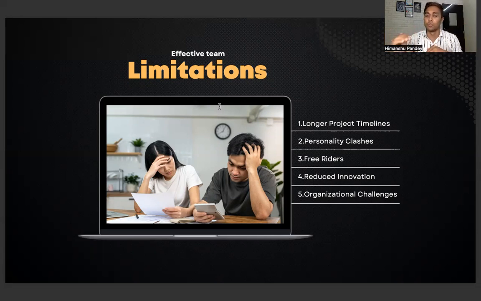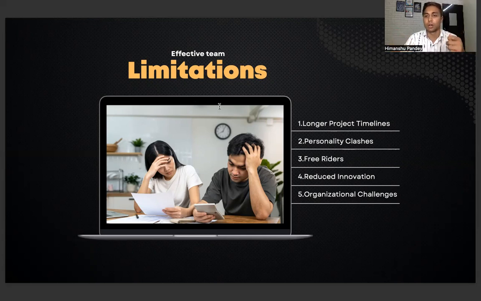The fourth one is reduced innovation. If you are an entrepreneur or a manager and you are not encouraging and rewarding a person who is consistently doing good for your company, then the next time he is not going to put in extra effort, because everyone is getting the same payment or the same reward. So why would he invest extra energy in that? So reduced innovation can happen when creating an effective team.